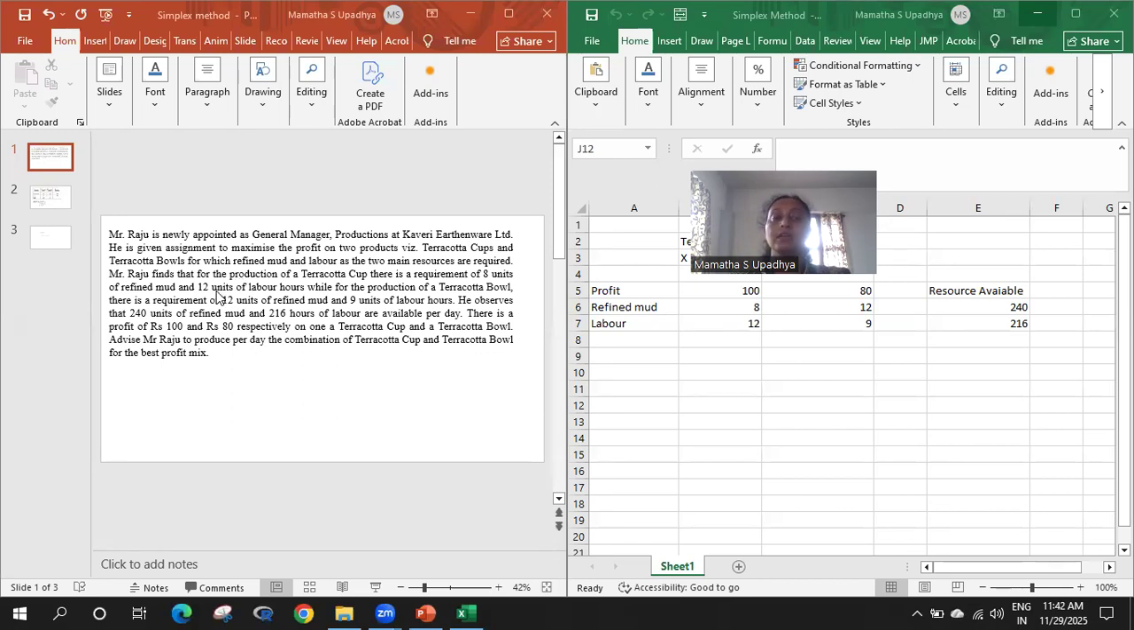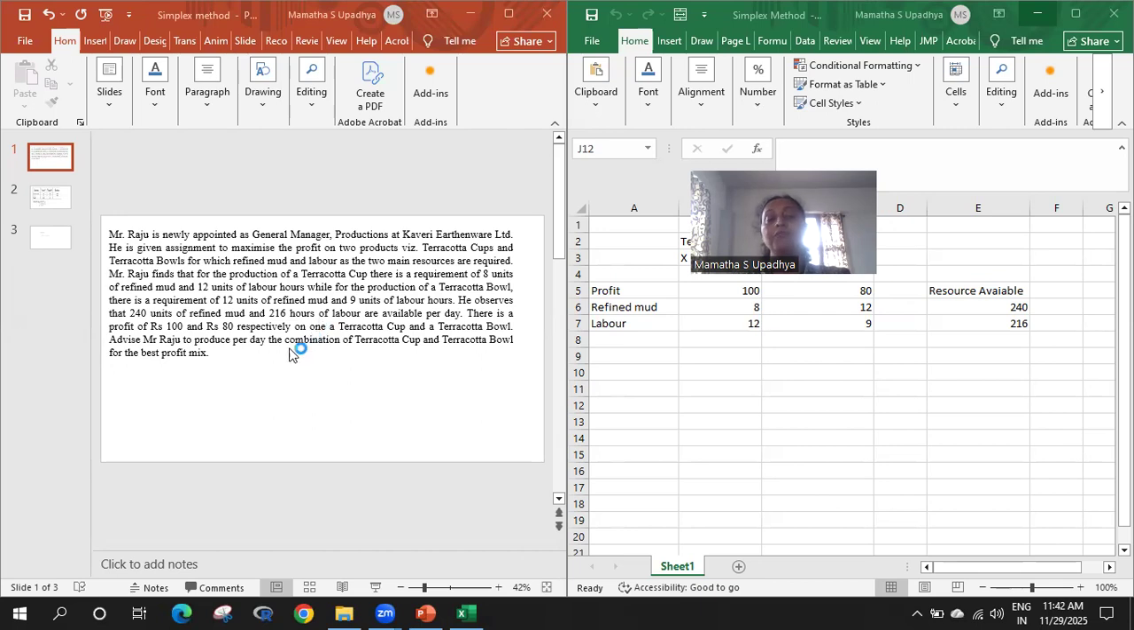Mr. Raju finds that for the production of a terracotta cup, there's a requirement of 8 units of refined mud and 12 units of labor hours, while for the production of a terracotta bowl, there's a requirement of 12 units of refined mud and 9 units of labor hours. He observes that 240 units of refined mud and 216 labor hours are available per day.